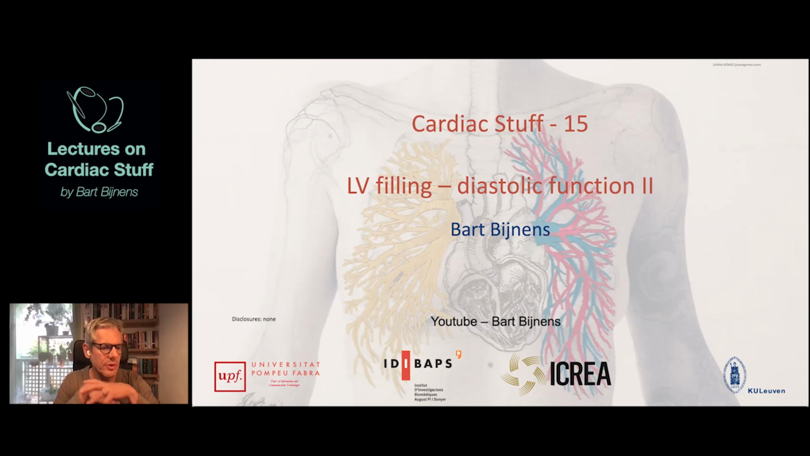So today what I want to do is continue with where we started last week, talking a bit more about LV filling and diastolic function. What I want to do today is go through each of the stages of diastole in a little bit more detail, and then look at which parameters are changing, and how this links to physiology.